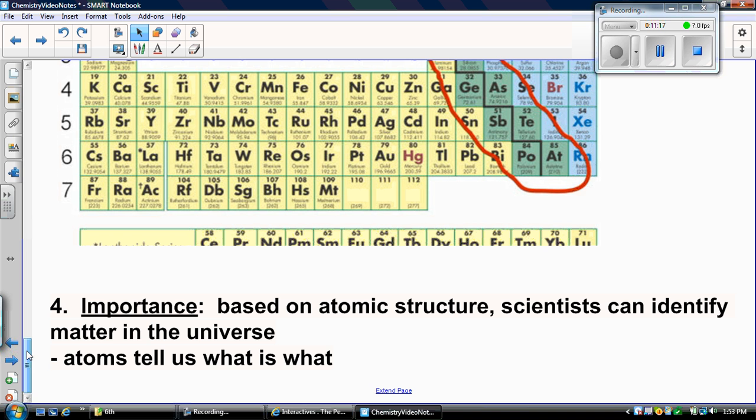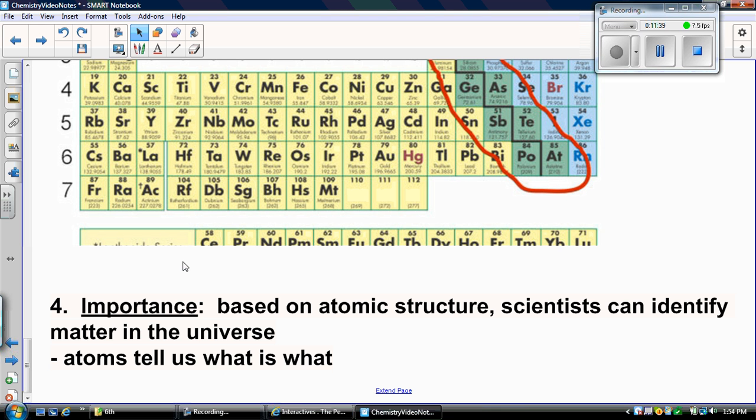So why is the periodic table so important to understand, and why is the atomic structure so important? So based on the atomic structure, scientists can identify any matter in the universe. So if we go out to a planet and we take back samples from the planet, we can identify what that matter is made up of.